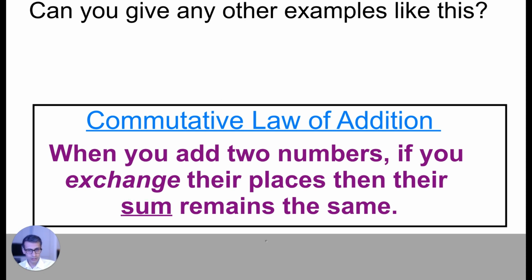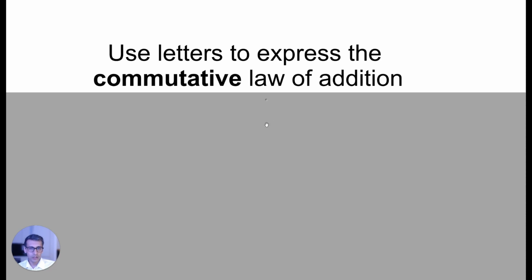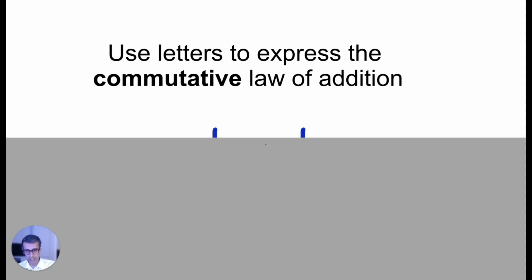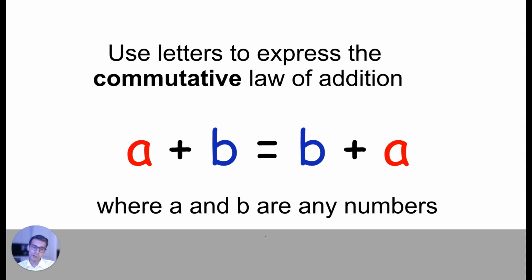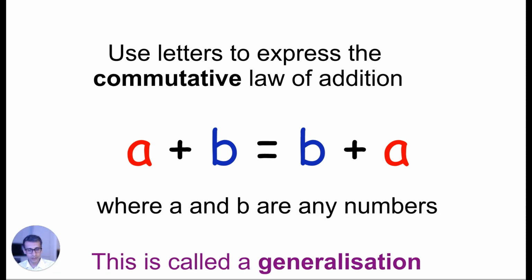And we're going to generalize this. So if you don't have this, you can make a note of this commutative law of addition. And for the generalization, we use letters because this applies to any pair of numbers, and we put it like this: a plus b equals b plus a, where a and b are any numbers. This is called a generalization. We're going to do this throughout this whole topic of laws of arithmetic. So the first law of arithmetic that you have now learned is the commutative law of addition. All right, so some really exciting other laws to look at coming up.